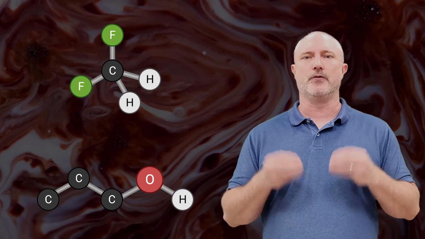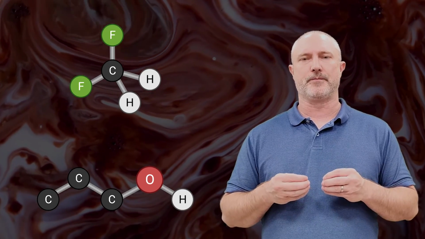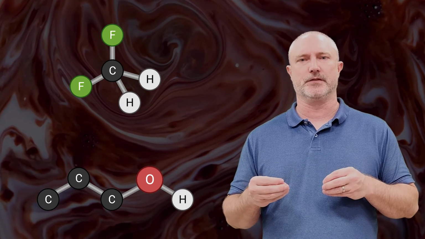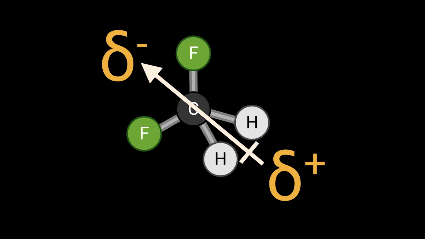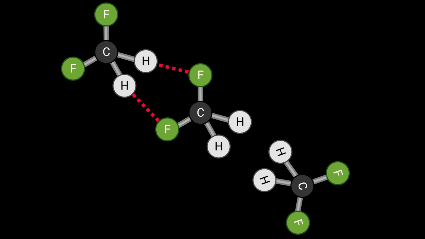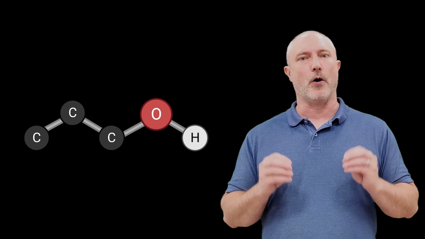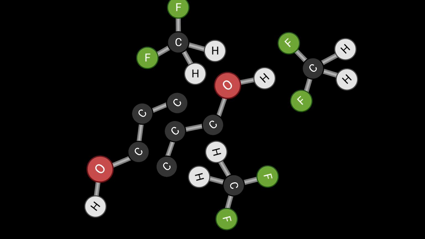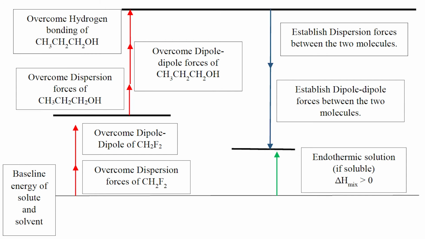Let's take a look at an example of how we can keep track of these changes in energy in intermolecular bonds. Consider the molecules difluoromethane and propanol. First, consider what intermolecular forces exist between the molecules of each substance. Difluoromethane is polar, with this dipole moment, so it has dipole-dipole interactions and some London dispersion forces. Propanol is also polar, but it can also participate in hydrogen bonding and dispersion forces. Because these molecules are polar, they will likely form a solution.